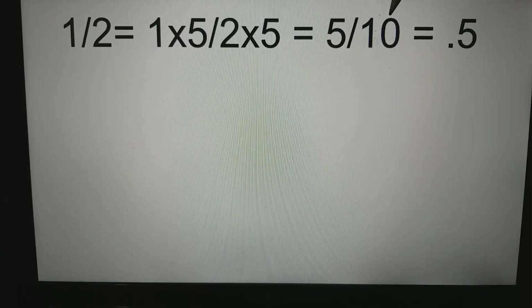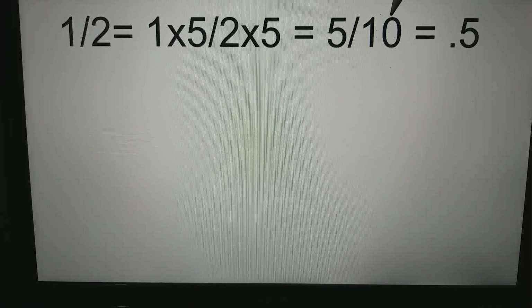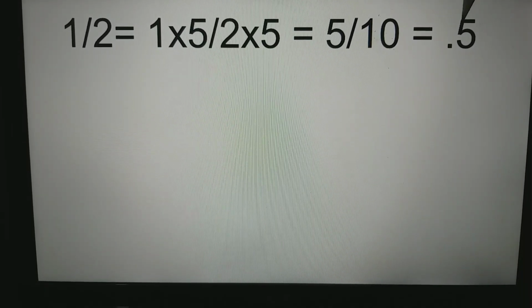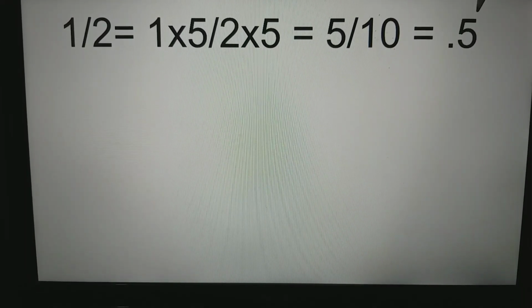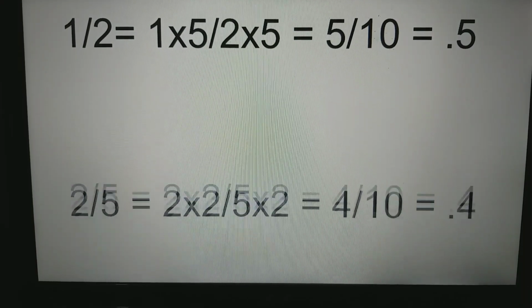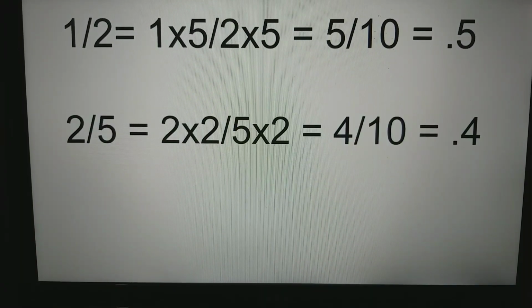So we got the denominator 10, which is easy to write in the decimal format. There is one zero in the denominator, so we put a decimal after one digit in the numerator. This is how we can convert a given fraction into a decimal number. What we did was convert its denominator into 10. Let's take another example. It will make it a bit more clear.